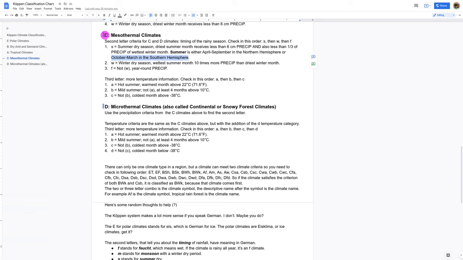So if you get to the flowchart and you've decided it's a C climate, the first thing you check is, is it a summer dry? If it's not summer dry, is it winter dry, where the wettest summer month gets 10 times the rain of the driest winter month? That math at least is pretty easy. If it's not an S, you check to see if it's a W. If it's not a W, it's got to be an F with year-round precip. So at this point, we would know the first two letters. It would be a C, either CS, CW, or CF.